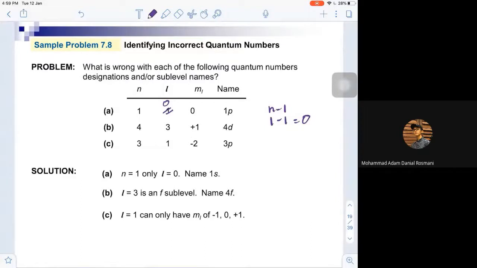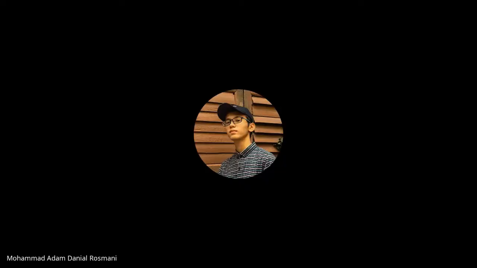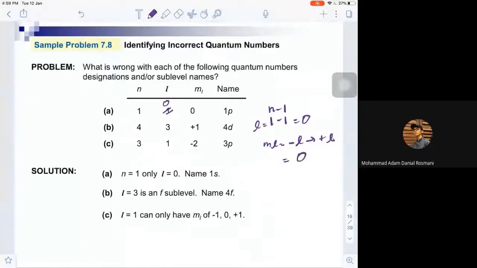Can ml be 0? Yes. Why? Because ml depends on L, from negative L to positive L. So when your L is equal to 0, the ml will be 0.